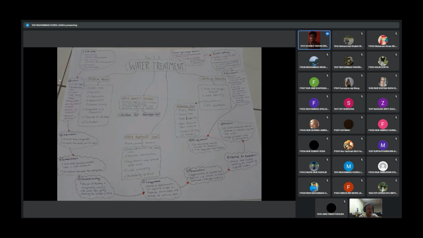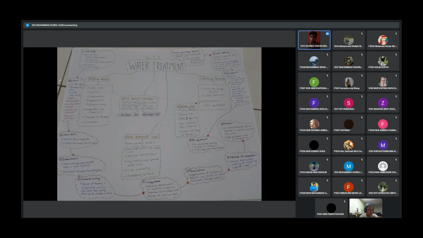In chemical process, there are 4 processes. Firstly is ferrum and mangan removal, water softening, despigmentation, and pH adjustment. In this chemical process, for the despigmentation, we also need to know the advantages of UV. And in this water treatment, we also need to know the water quality standard.